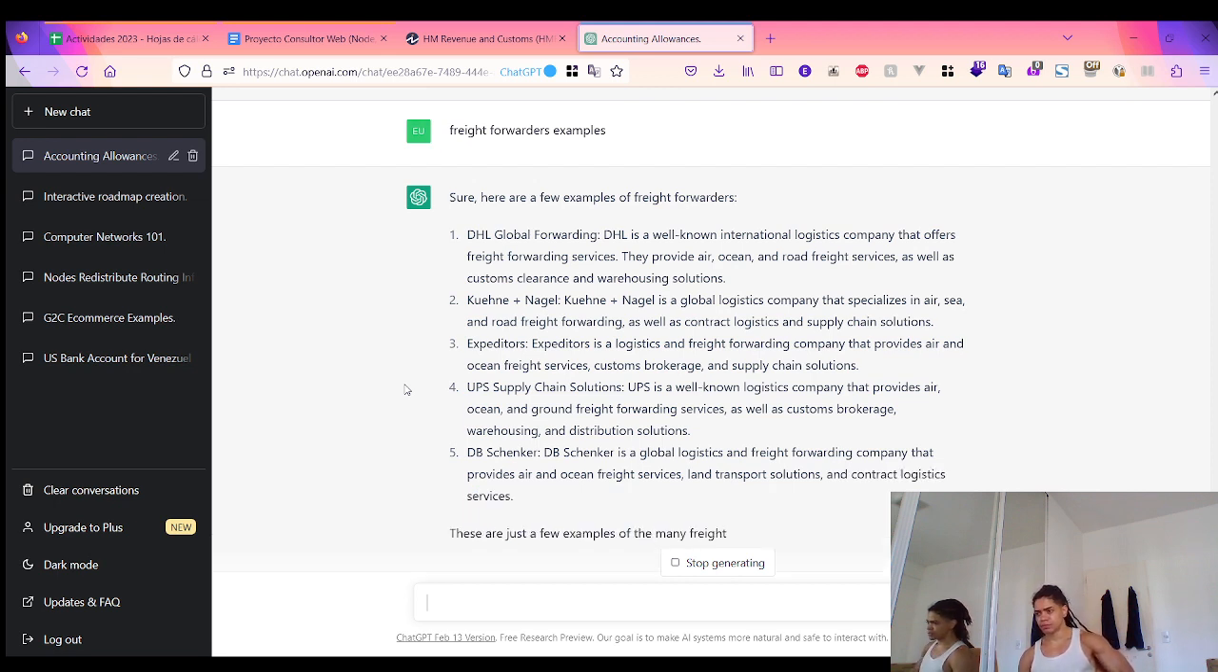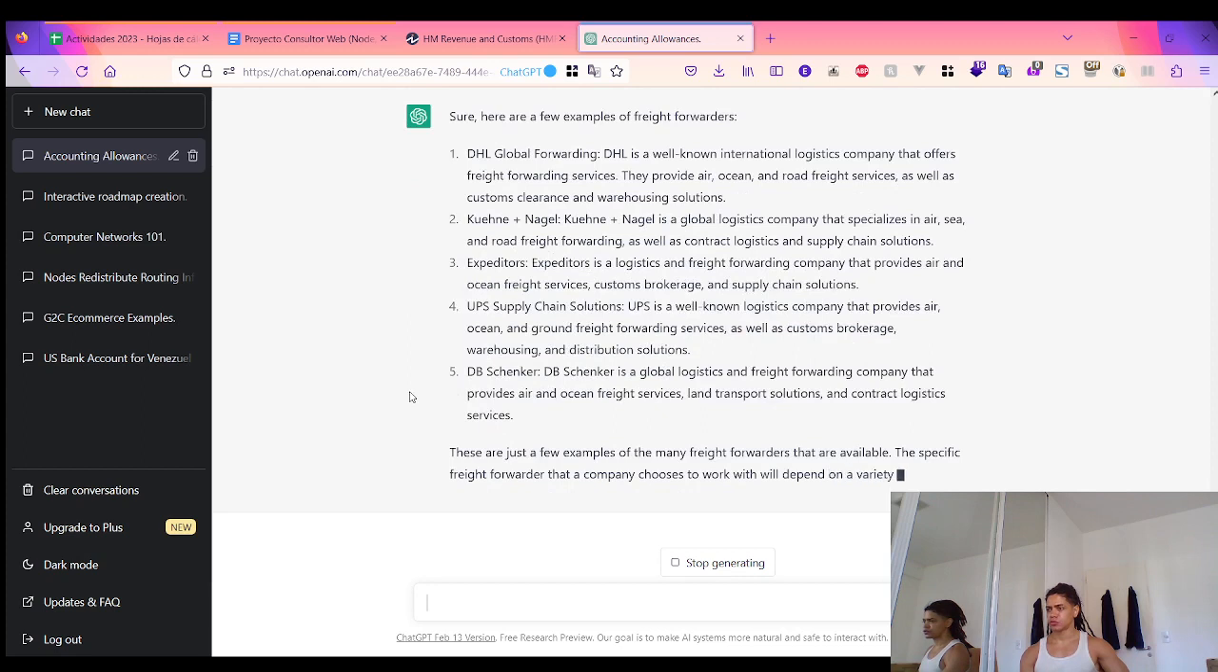These are just a few examples of the many freight forwarders available. The specific freight forwarder that a company chooses to work with will depend on a variety of factors, such as the type of goods being shipped to the destination country and the specific logistics needs of the company.